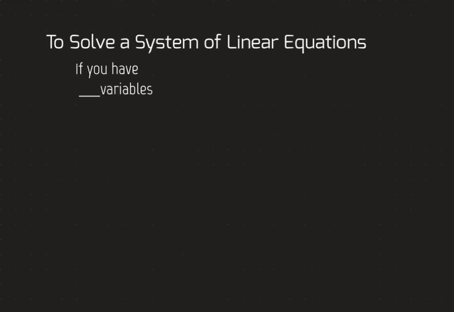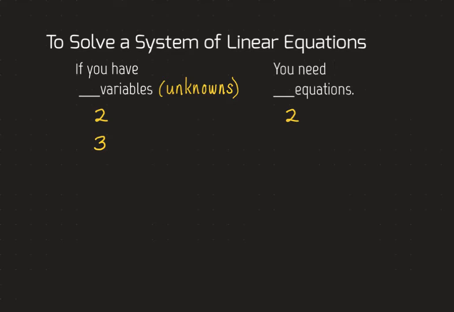To solve a system of linear equations, if you have two variables or unknowns, you need two equations. If you have three variables, you need three equations. If you have four variables, you need four equations, five, etc.